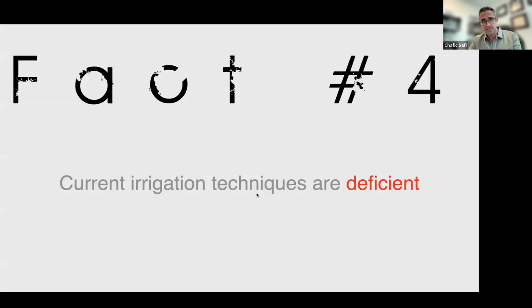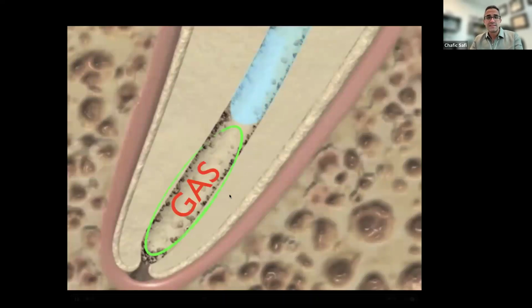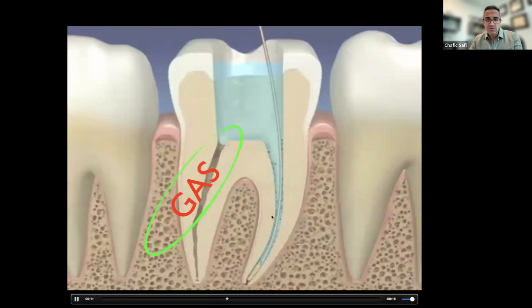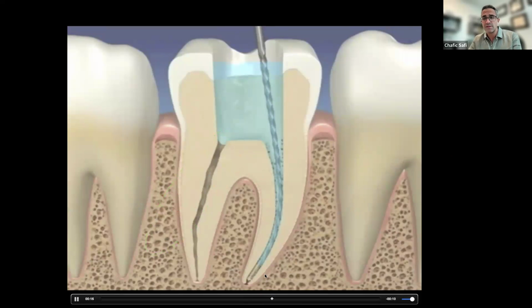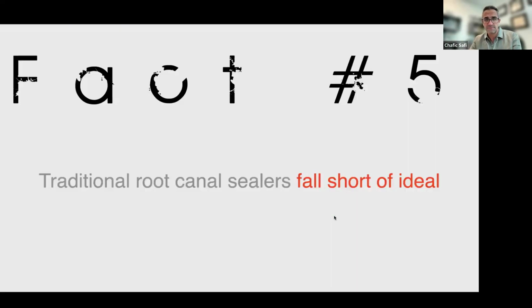The fourth challenge, or the fourth fact that I would like to share with you today, is that our current irrigation techniques are also deficient, namely because we have the formation of a bubble at the apical part of any root canal system that we are treating. This gas bubble, also called vapor lock, doesn't let us reach microbial control all the way to the apical part, and thus leaves behind bacteria and biofilm, which can eventually cause the persistence, recurrence, or failure of our root canal treatment.